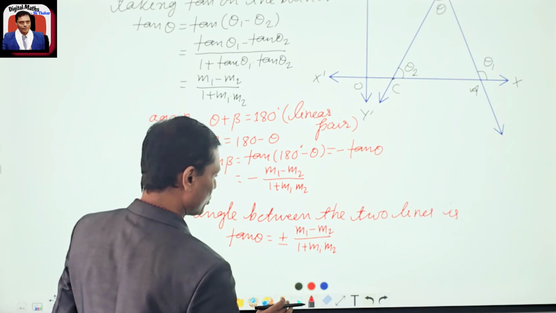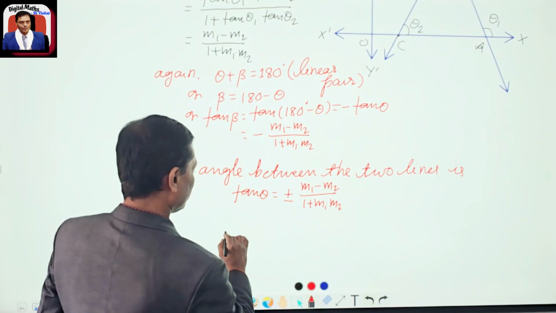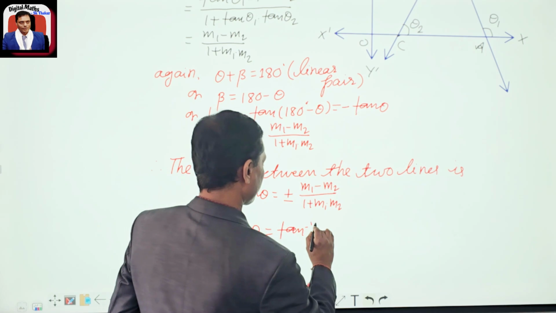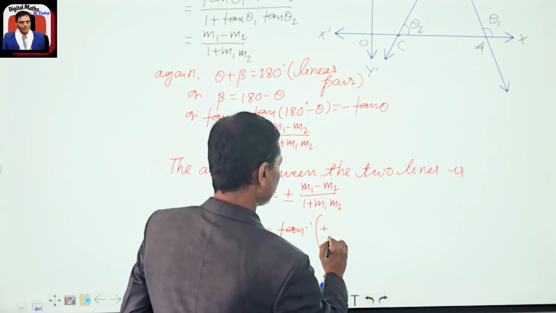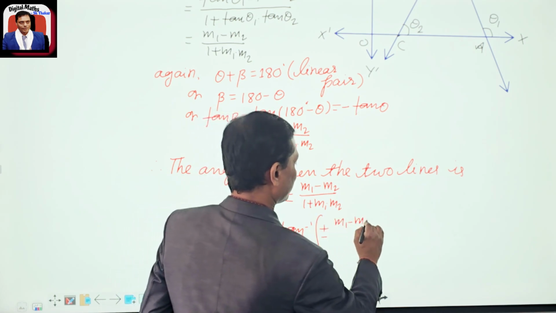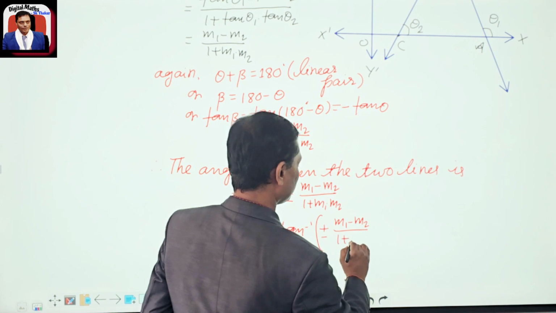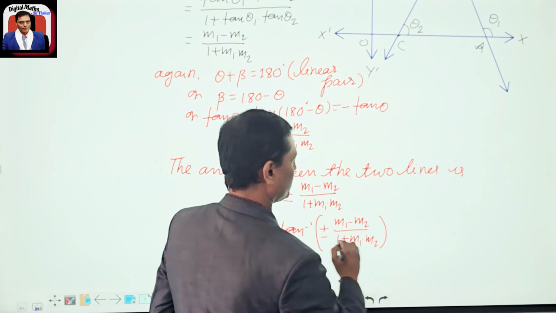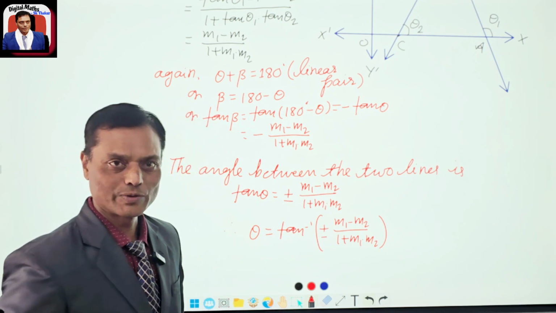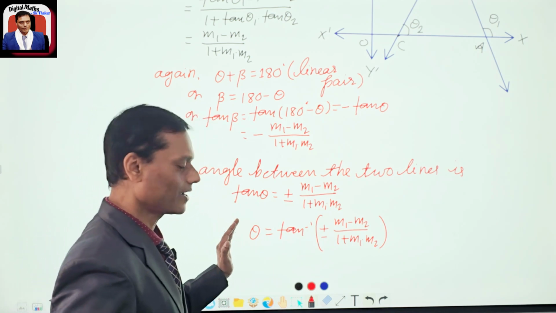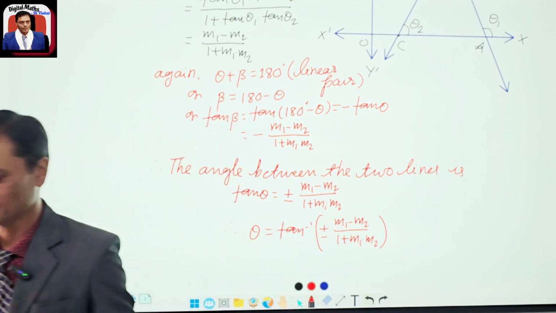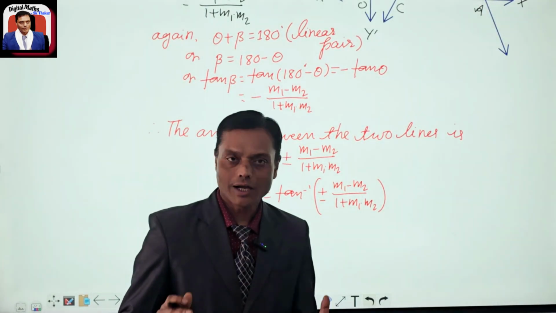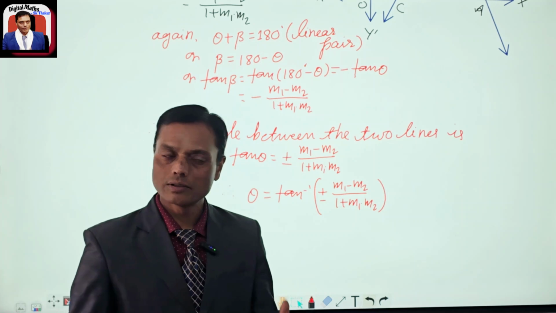So from here we can write theta equals tan inverse of plus minus (m1 minus m2) over (1 plus m1 dot m2). In this case, we can find the value of theta very easily. So we have seen how to find the angle between two lines.